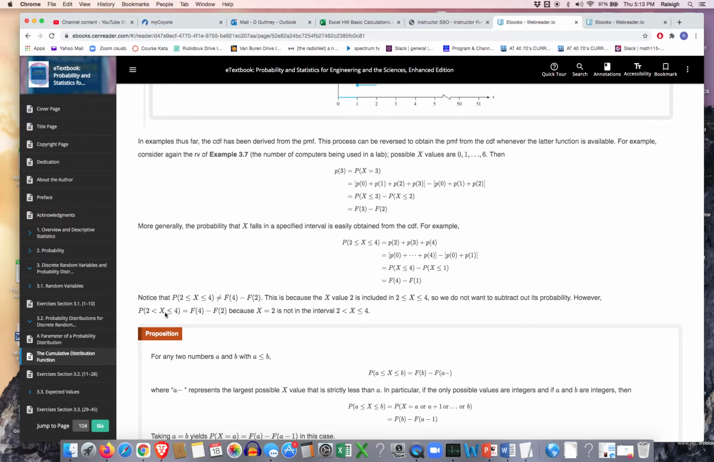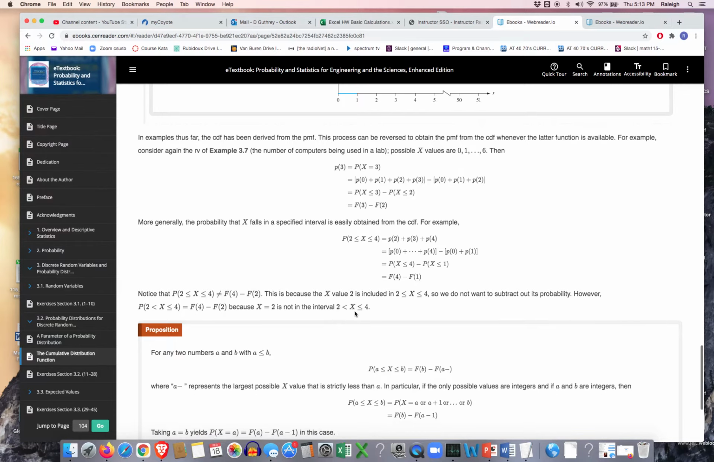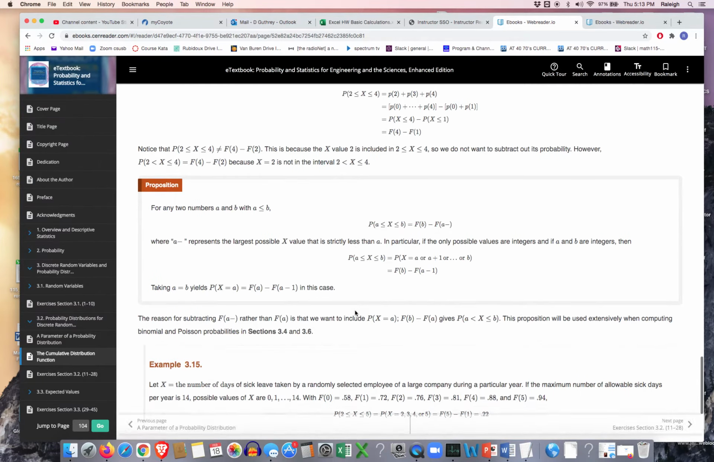If you have x is greater than 2, that would take away the 2. But here, if you want to include the 2, be careful because you can't just take away the 2 here because we want to keep it. This is 2, 3, and 4, so you'd have to say f of 4 minus f of 1. So this is the prior example. They subtracted away the 1 because they want to keep the 2. But here, we're getting rid of the 2. Notice no equal sign there. Very subtle. I'm sure you're used to it, but we do want to change things as we need to.